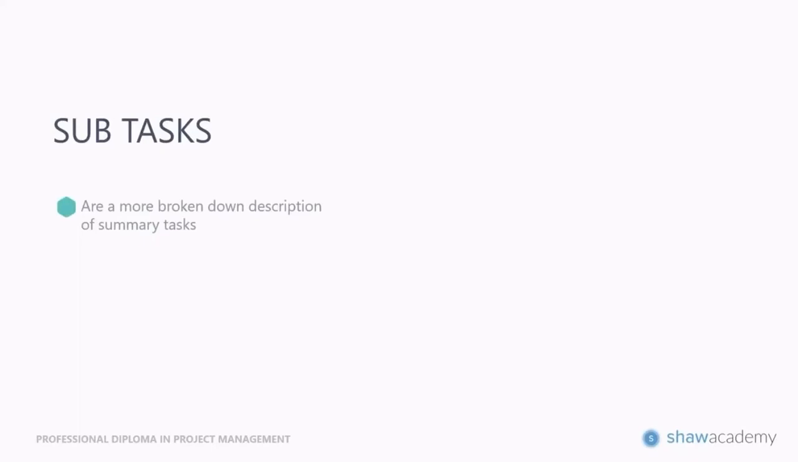So subtasks are more broken down descriptions of your summary tasks. They are going to be your sub-dependents. In other words, your subtask is dependent on your summary task, and that is why we use the term parent and child, so you can't have a child without the parent.